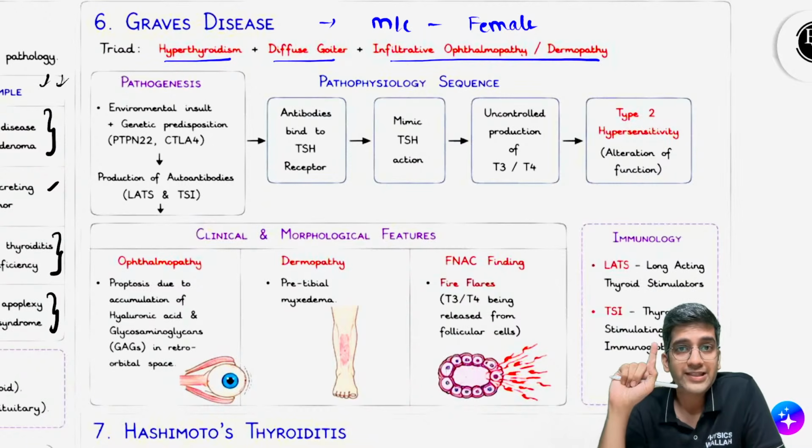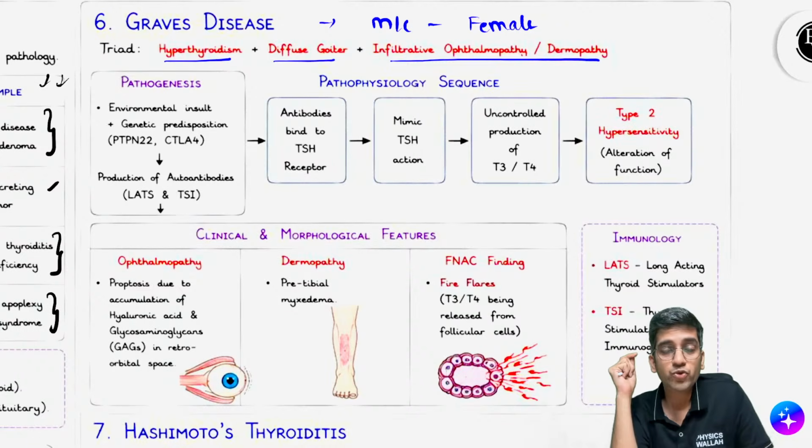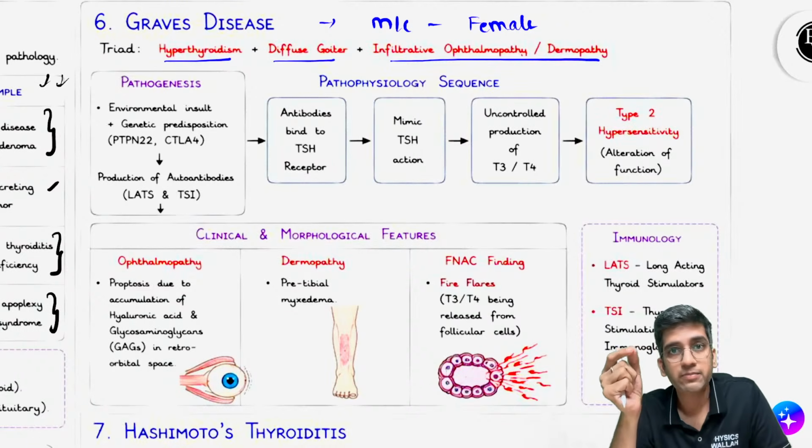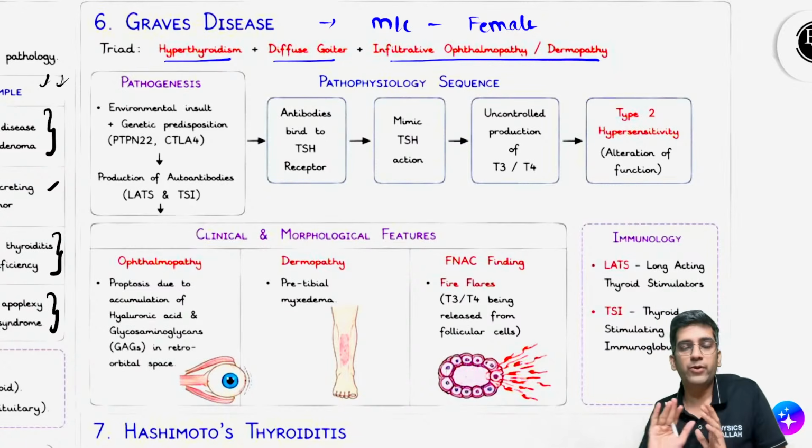Listen carefully. Generally, you must have learned the term myxedema is for a hypothyroid state. So you might get confused in a viva. Pretibial myxedema is a finding seen in Graves' disease. It's a hyperthyroid event, right? It's not a hypothyroid state. Fine, perfect. Now let's see what will happen in Graves' disease.